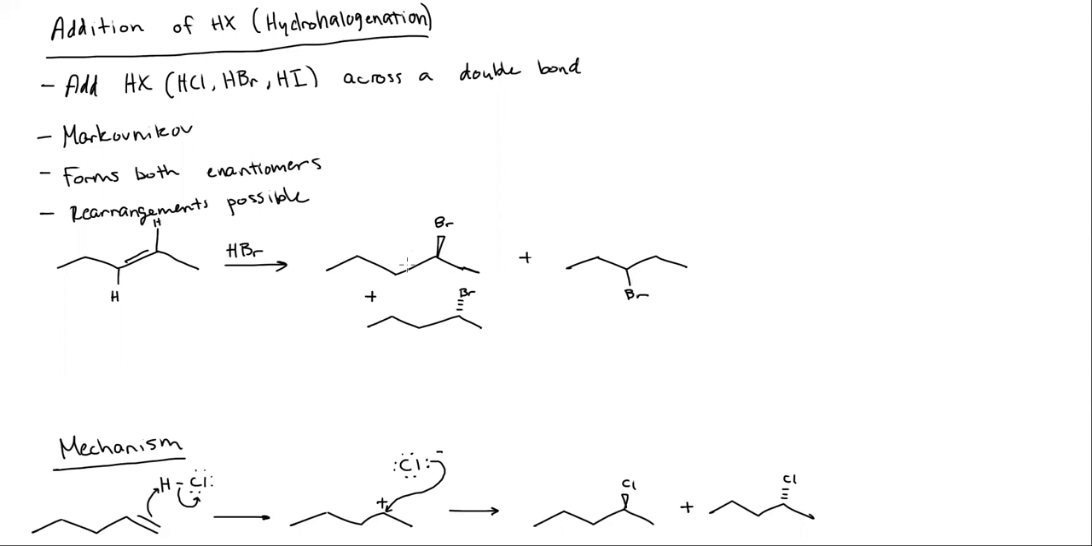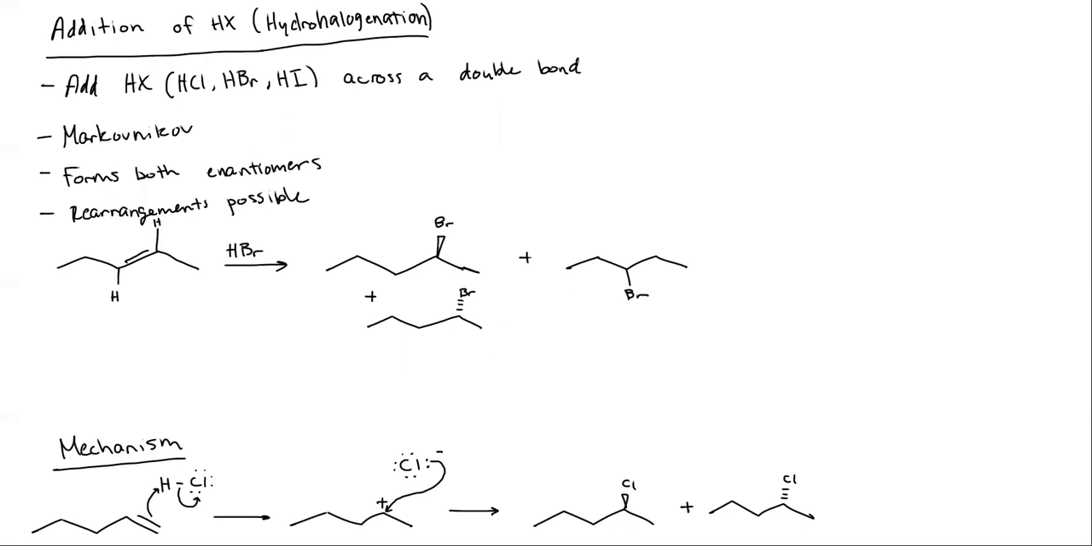So in total, I get three products. Okay, I get this on a wedge, this on a dash, and then I also get this one that is not chiral. Okay, so you have to think about this in terms of symmetrical alkenes and unsymmetrical alkenes, and then you also have to think about this in terms of the mechanism as well. Okay. So I think that's all we'll mention about hydrohalogenation. Well, this version of it at least.